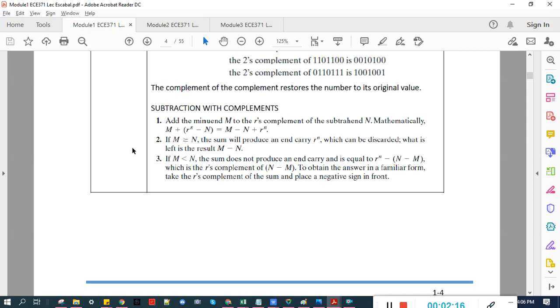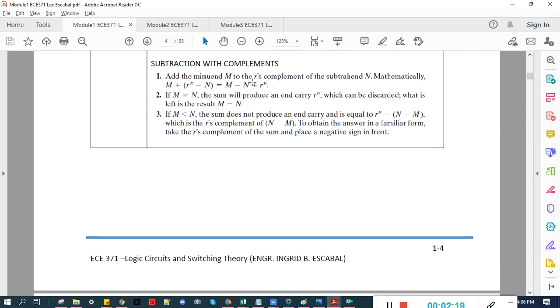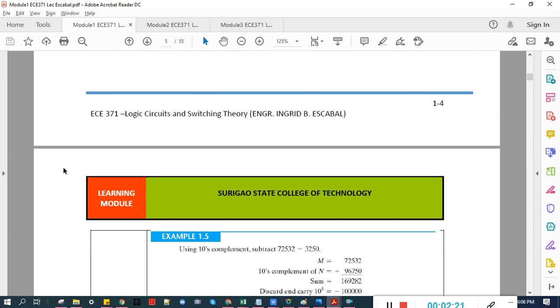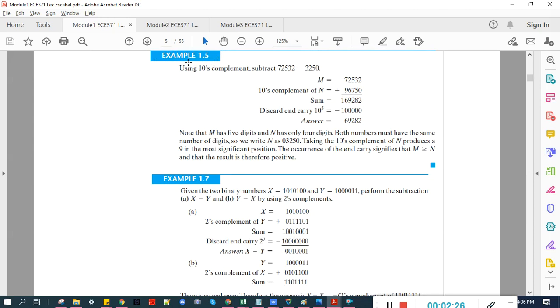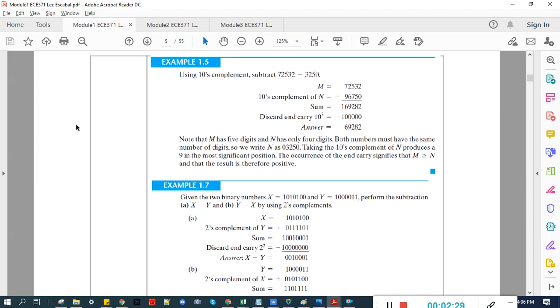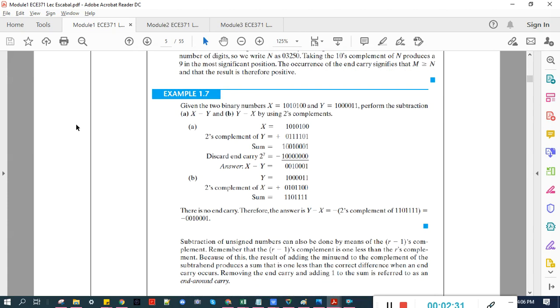It's a very long process. We can just internalize it through an example. We already have this example 1.5. Let's go directly here. Just look at how it was solved. So x minus y: write down our x, which is 10101000, and then the 2's complement of y. To find the 2's complement of y, we need to invert every bit and then add 1 to the last bit.